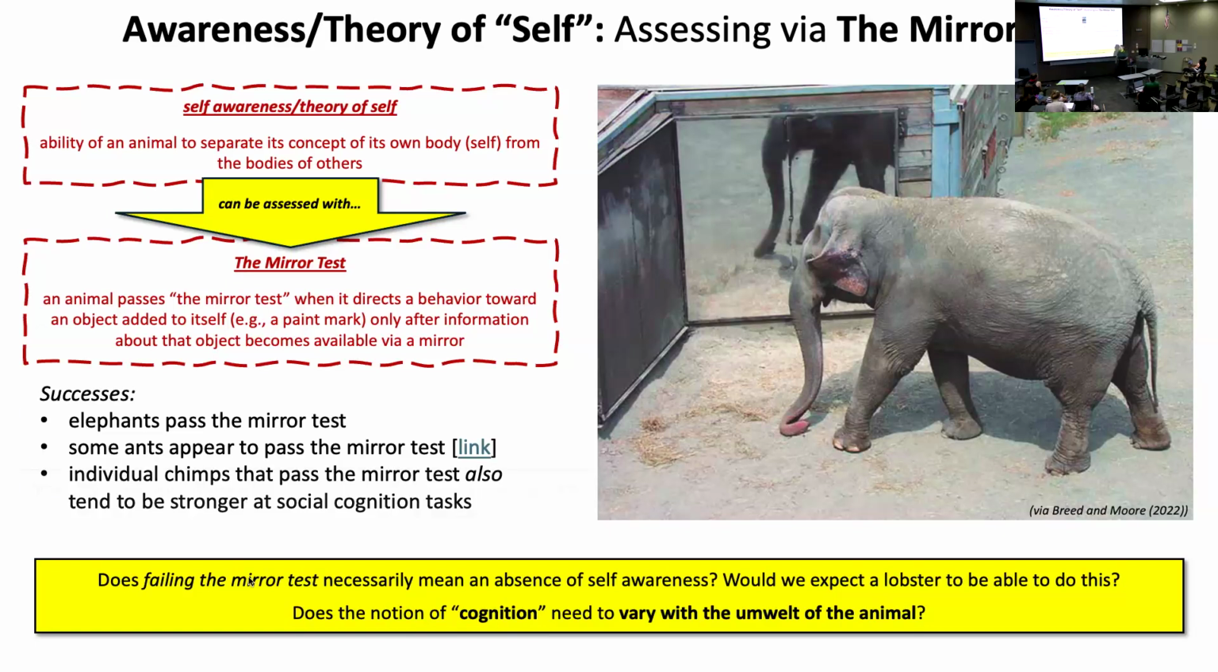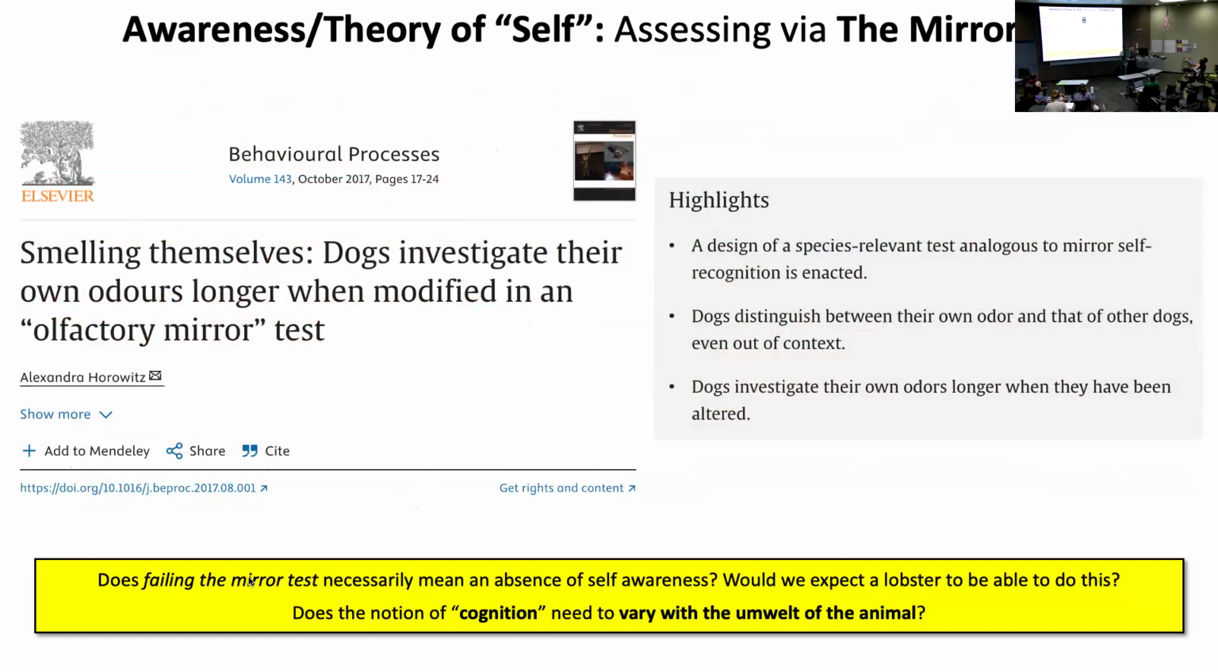And so people have tried to build more generalized mirror tests, like the so-called olfactory mirror test here. Dogs, I think, up until this point, did not pass the visual mirror test. But this paper claims that in an olfactory mirror test, where you make a dog smell different, then it does seem to recognize that it smells different. That's what they said is a design of a species-relevant test analogous to the mirror test. So that's this idea of umwelt coming back, that you have to understand the umwelt of the animal to design the right mirror test.